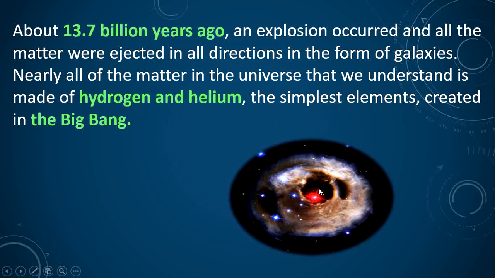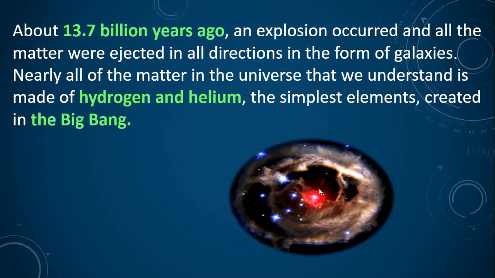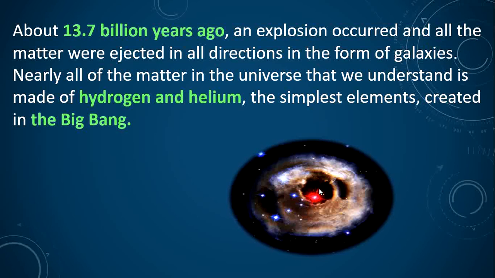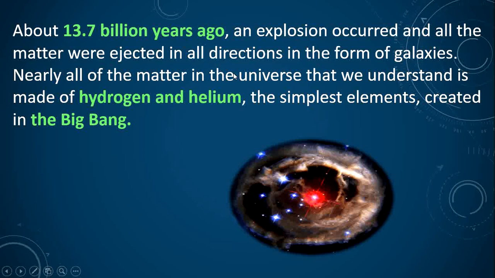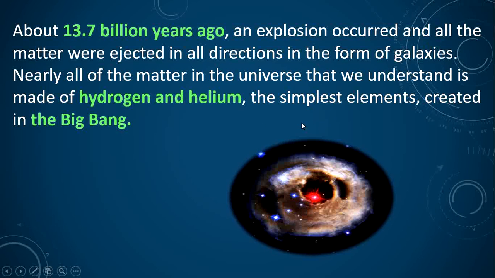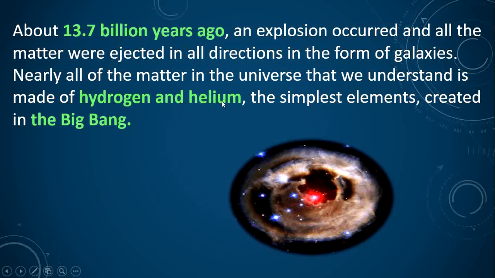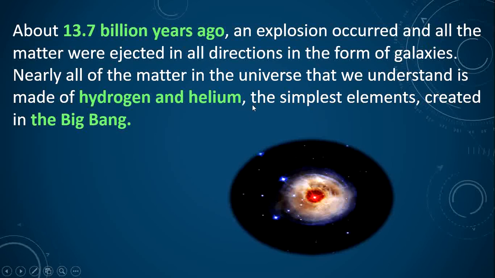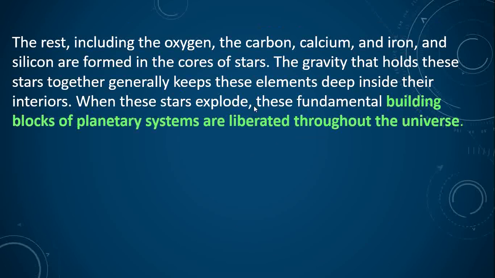You know what a galaxy is? I already told you what a galaxy is. It is a collection of gas, dust and billions of stars. So in all directions the galaxies will spread. Now all the matter in the universe that we understand is made of hydrogen and helium. These simplest elements were created in the Big Bang.